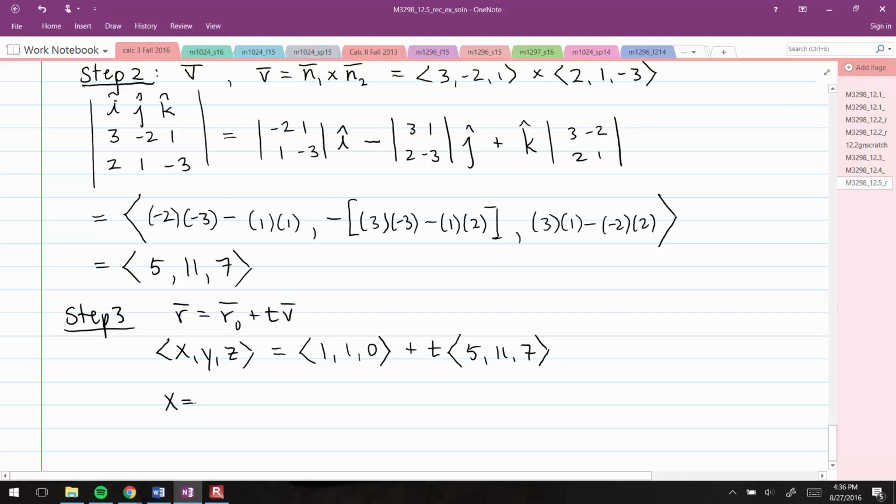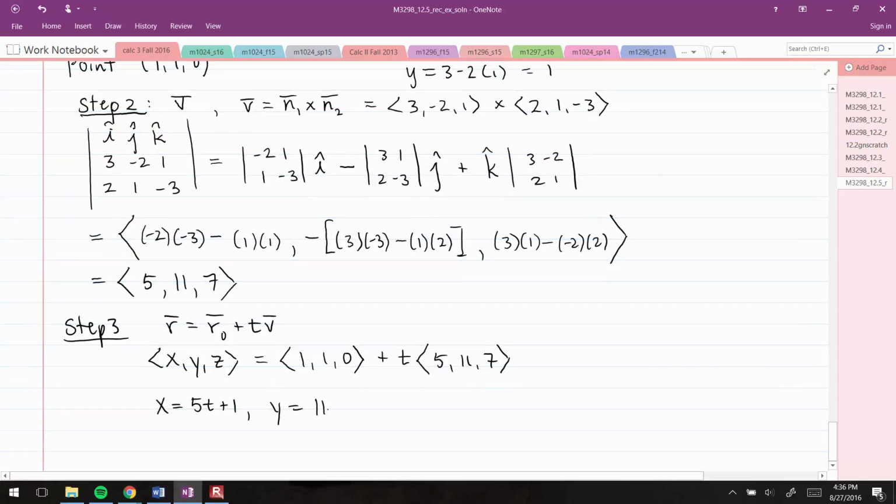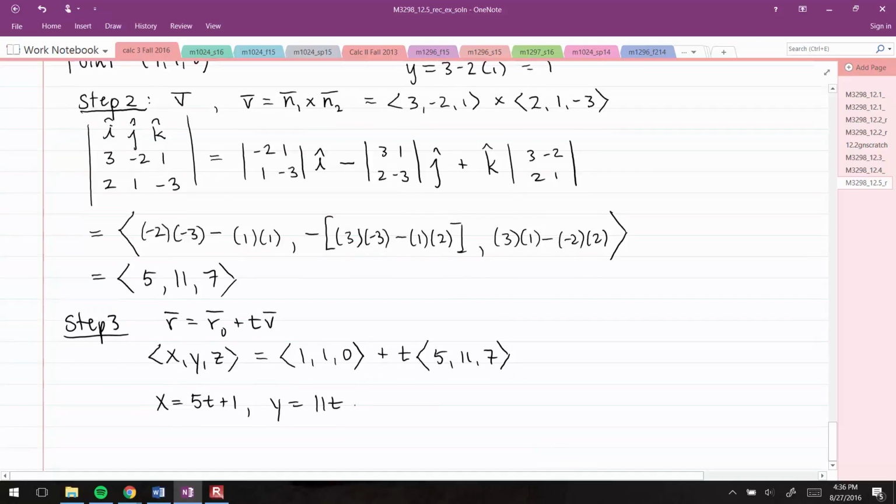So x is equal to 5t plus 1, then y is equal to 11t plus 1, and the last component, z, will be simply 7t because we have the plus 0 there. And now we are done with this problem.